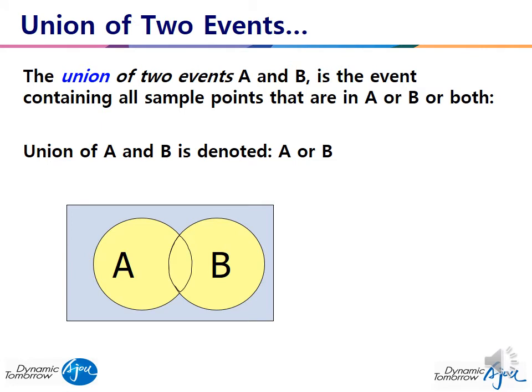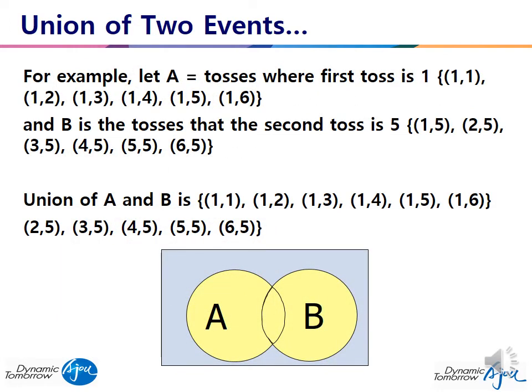The union of two events, A and B, is the event containing all sample points that are in A or B or both. The union of A and B is denoted A union B, or A or B, or you can use this notation. Let's see an example. Let A be the toss where the first toss is 1, B the toss where the second toss is 5, then A union B is here.